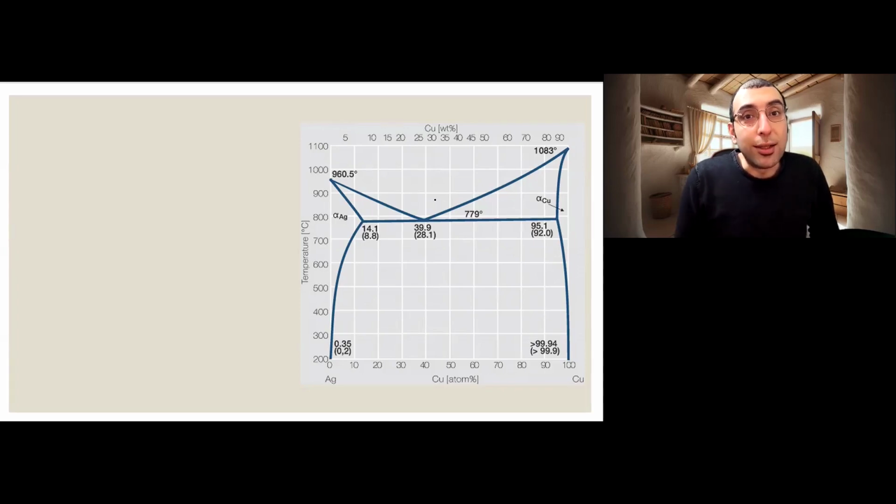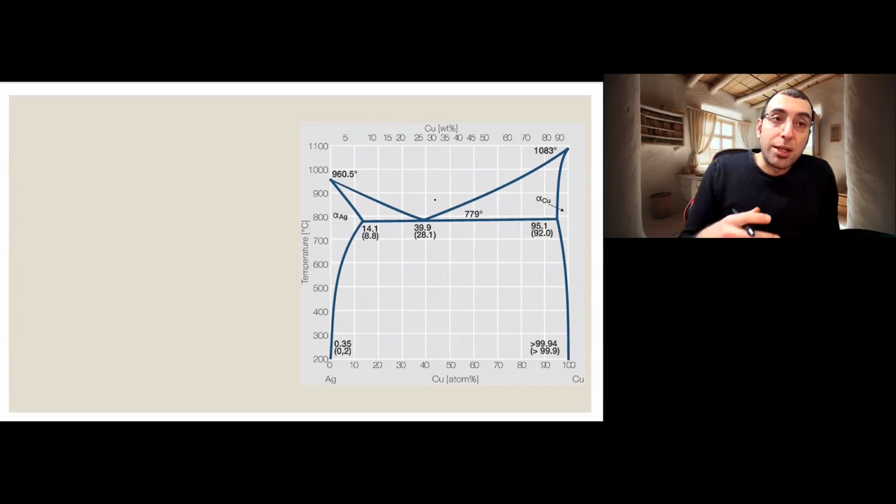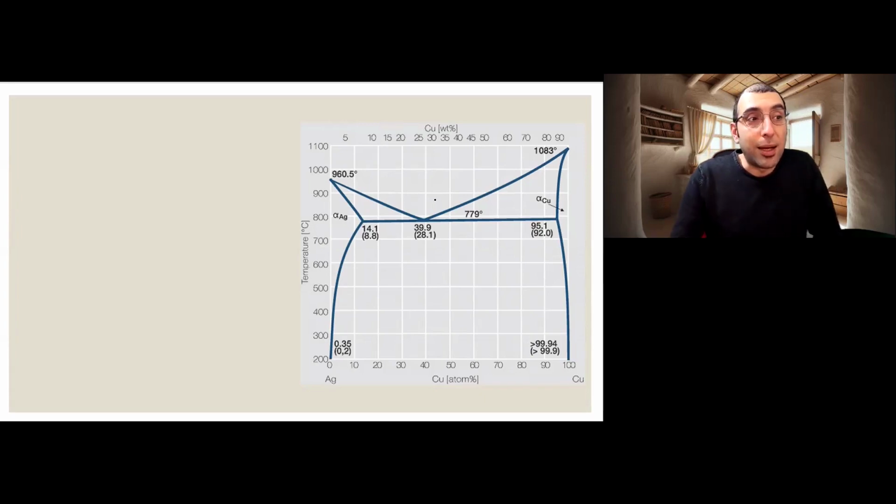You kind of need that to be able to understand this one better, because that one we came up with an easier example, and this is partial solubility, which is a bit more complex than complete solubility. So let's begin with this phase diagram.